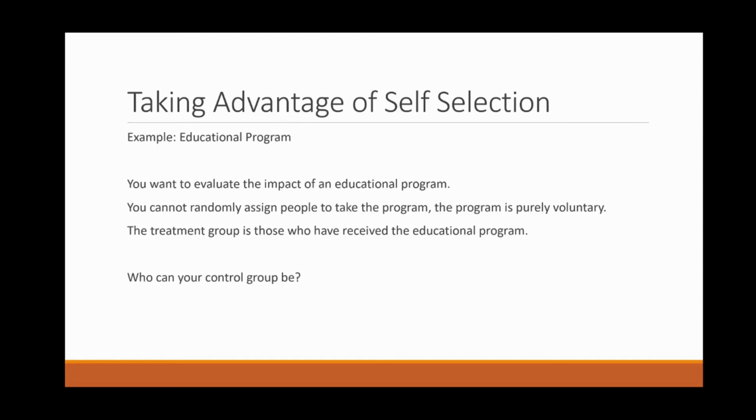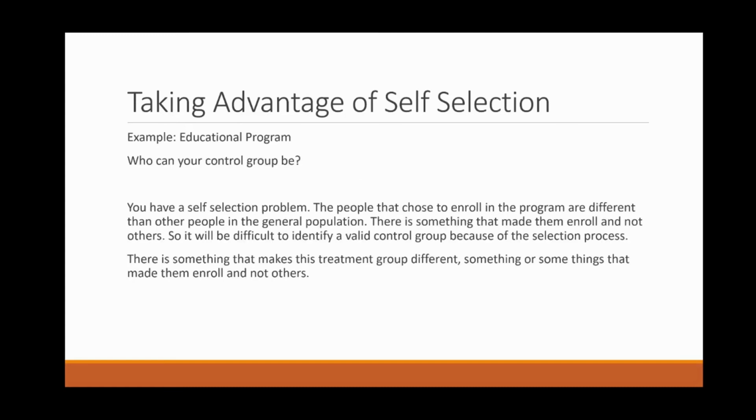Now, in this case, your treatment group obviously is going to be people that have received this computer training program, people that have voluntarily and willingly participated. So the treatment group is those that receive the computer training program. Well, who will the control group be? Keep in mind, in this case, there's self-selection. People are self-selecting into receiving this computer training program. So we know that there will be self-selection bias, right?